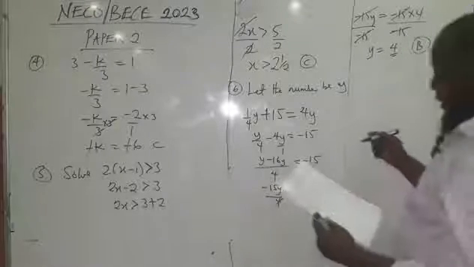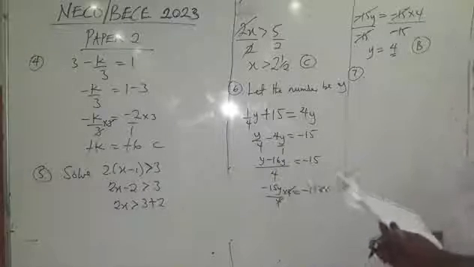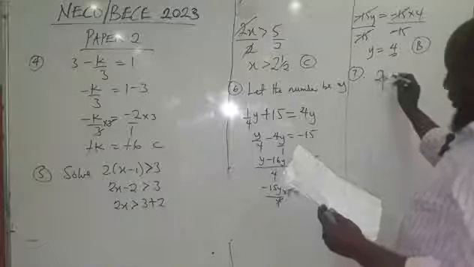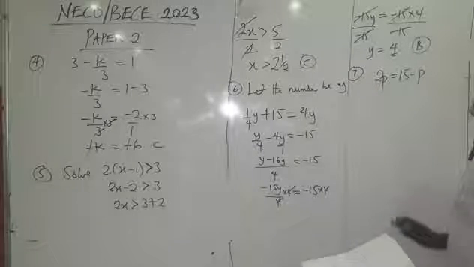Alright. Let's look at number 7. Question number 7. Find the value of p in 2p equals 15 minus p. You have this. I have to find the value of p.